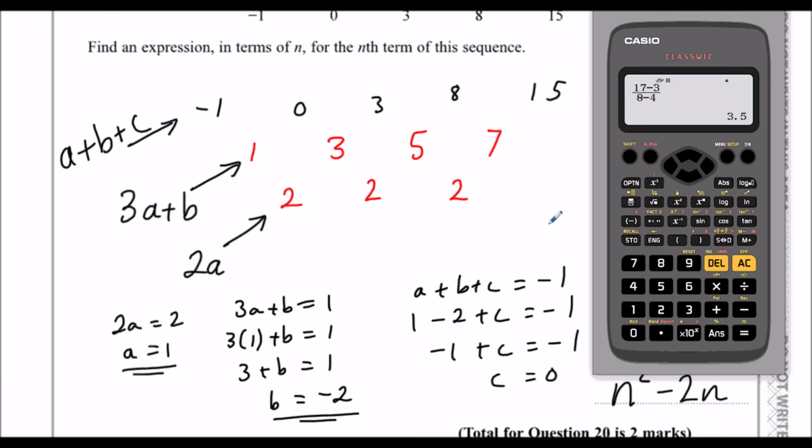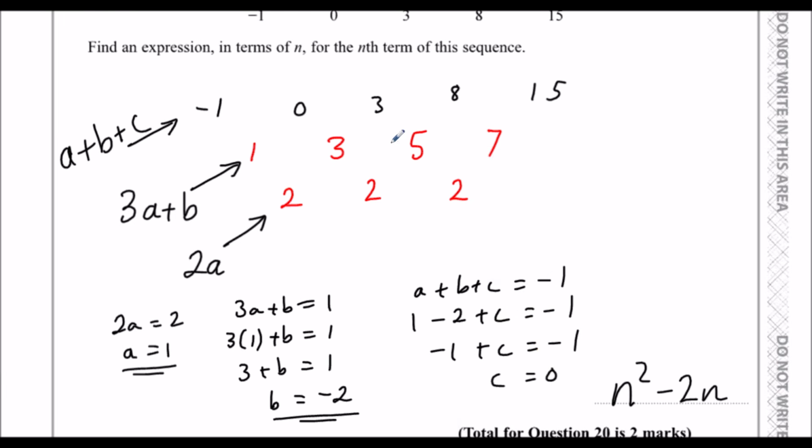And we can check that. So n squared minus 2n. If we substitute 1, 2, 3, 4, 5 in, we should get 15. If we substitute 4 in, we'll get 8, or 3 in, we'll get 3. So let's make sure we get 8 as well. So we know we've got the right nth term.